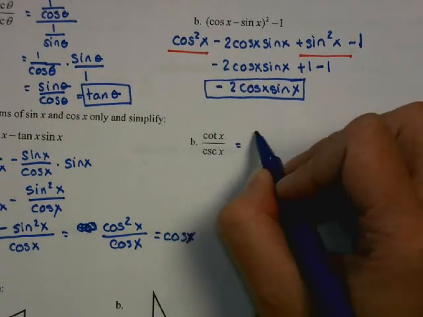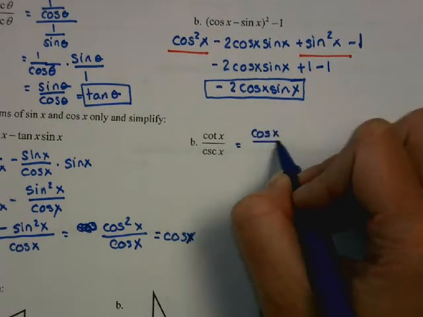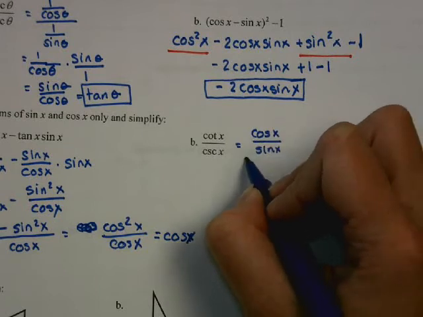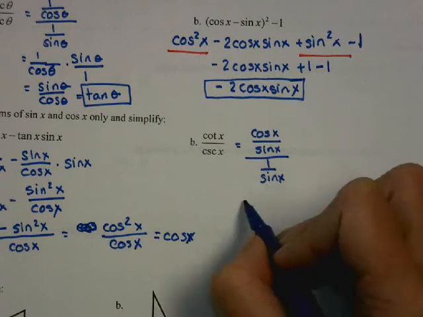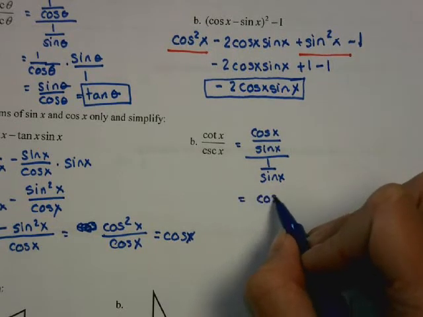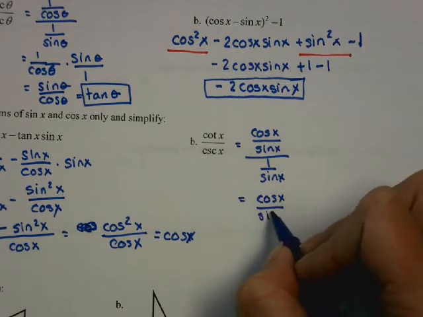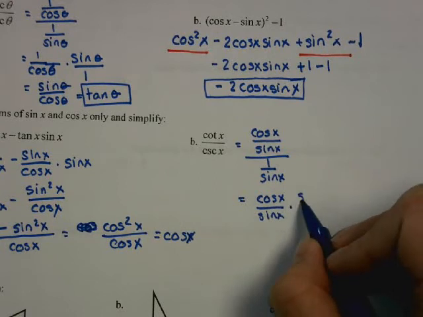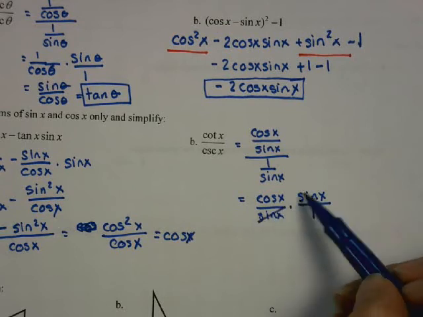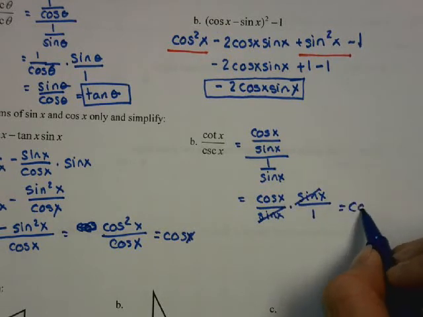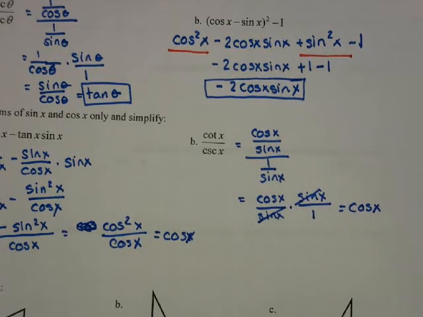For this one, we have cosine x over sine x over 1 over sine of x. I can rewrite this as cosine of x over sine of x times sine of x over 1. So this is just cosine of x, and that would be our simplified version.